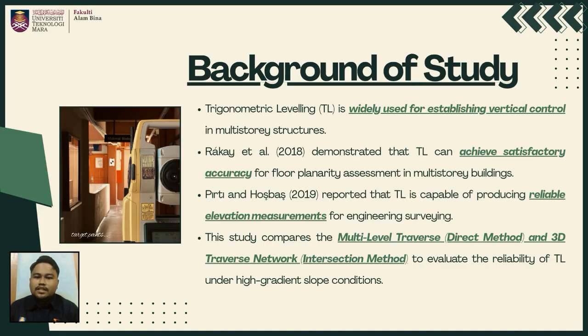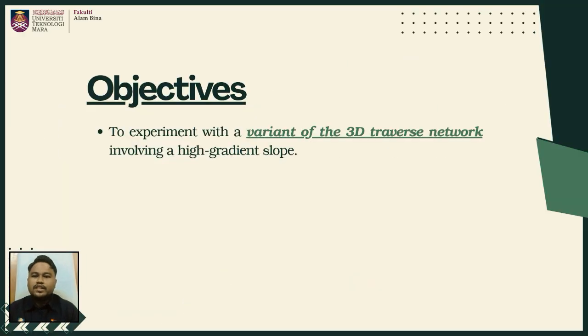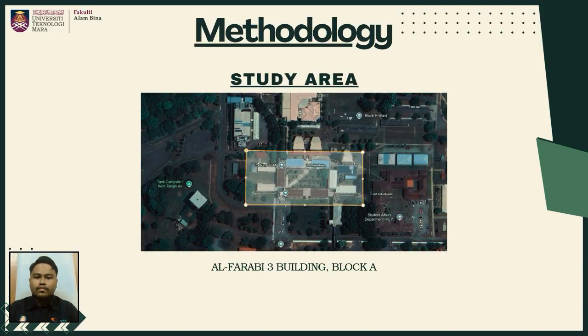Because of that, this study compares two types of methods, the first one is the direct method and the second one is the intersection method, to evaluate the reliability of trigonometric leveling under high gradient slopes. The objective is to experiment with a variant of the 3D traverse network involving a high gradient slope. Now, we will move to the next part, which is methodology.